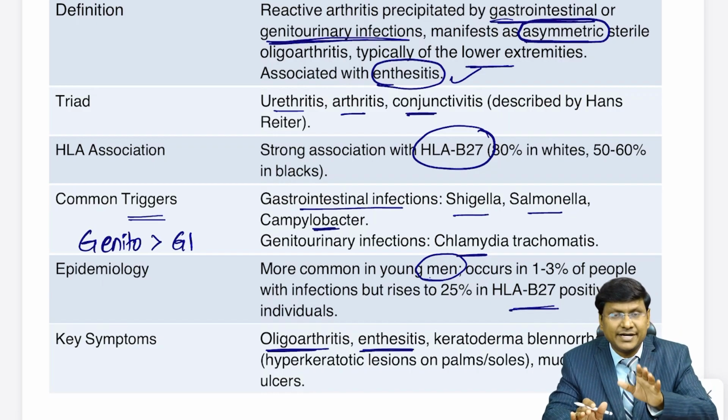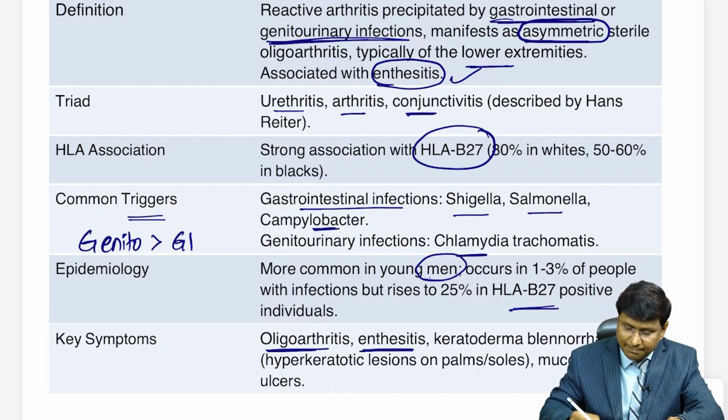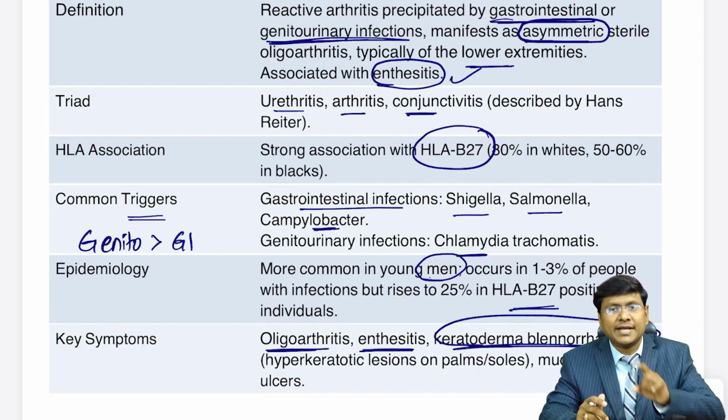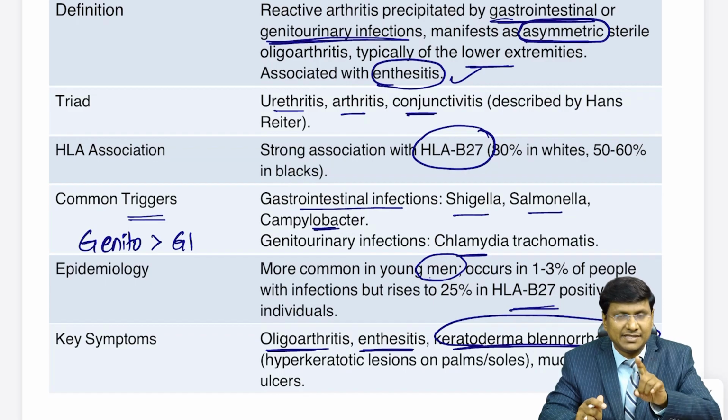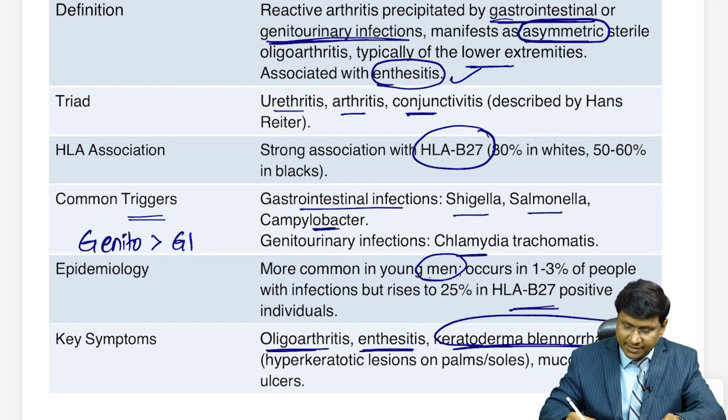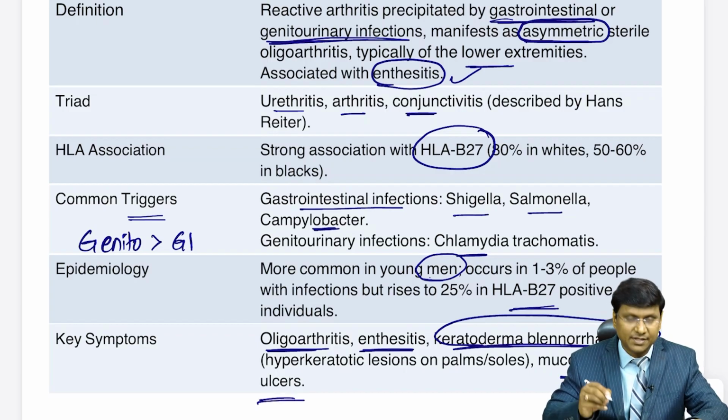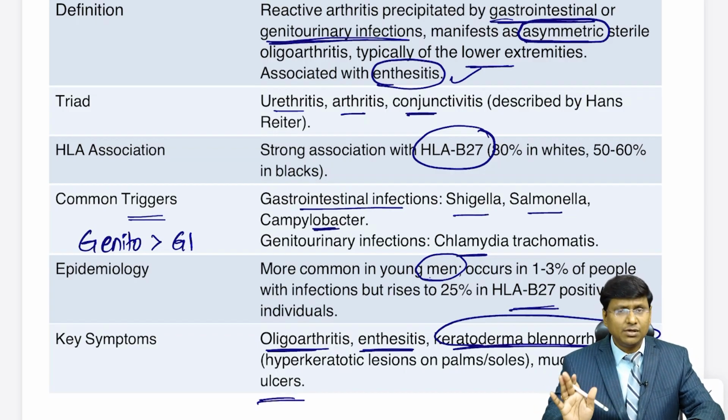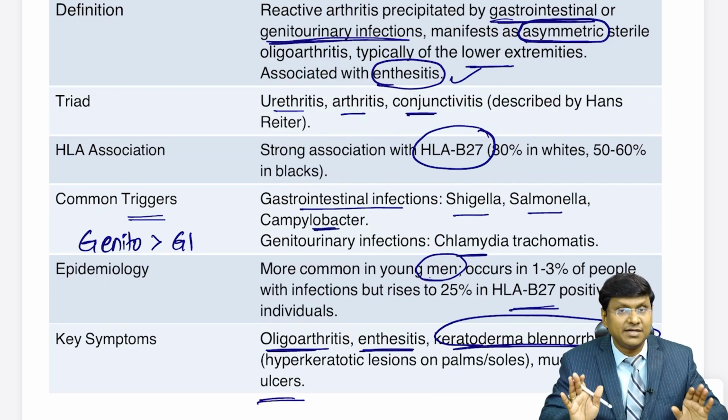Now, apart from arthritis, urethritis, and conjunctivitis, these individuals will also have skin involvement, and that skin involvement will be in the form of keratoderma blennorrhagicum, right? What do you understand by keratoderma blennorrhagicum? It is nothing but the presence of hyperkeratotic vesicles over the palm as well as the sole of the foot. And these patients also have mucocutaneous ulcers as well. So these are the manifestations in patients with Reiter or reactive arthritis.